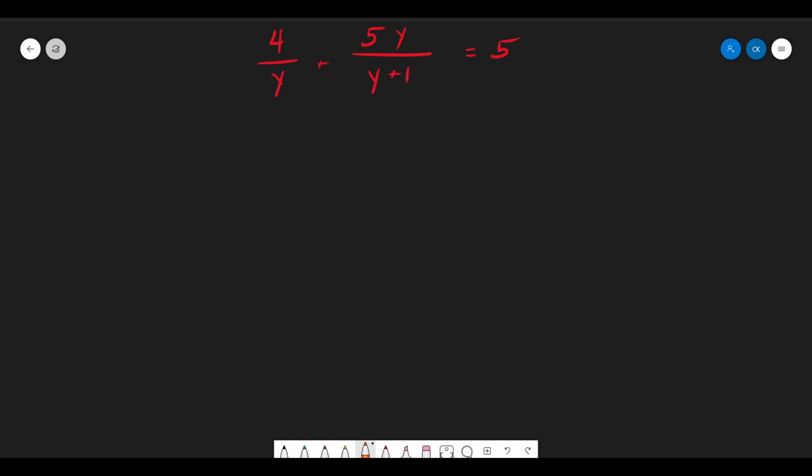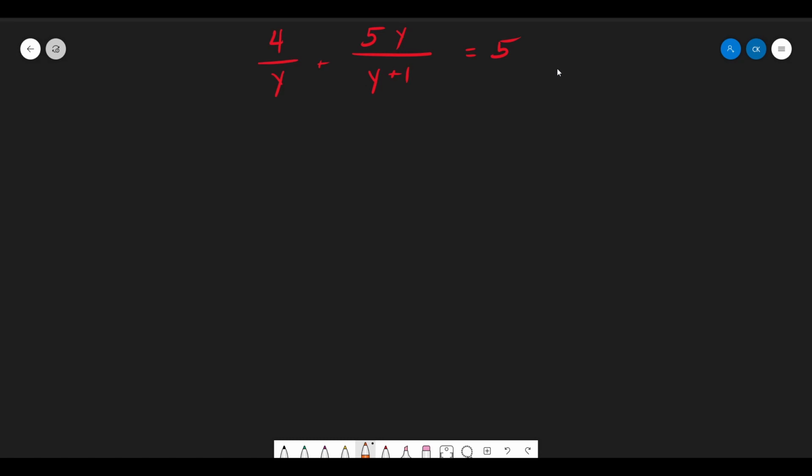All right, so let's try a problem like this then. Now that we know how to do it if it's just a fraction on one side and a fraction on the other side, let's try a different one. Let's try one where we have fractions on one side plus, addition, subtraction, all that stuff. We'll make it a little bit more complicated. So here we want to do 4 over y plus 5y over y plus 1 equals 5.